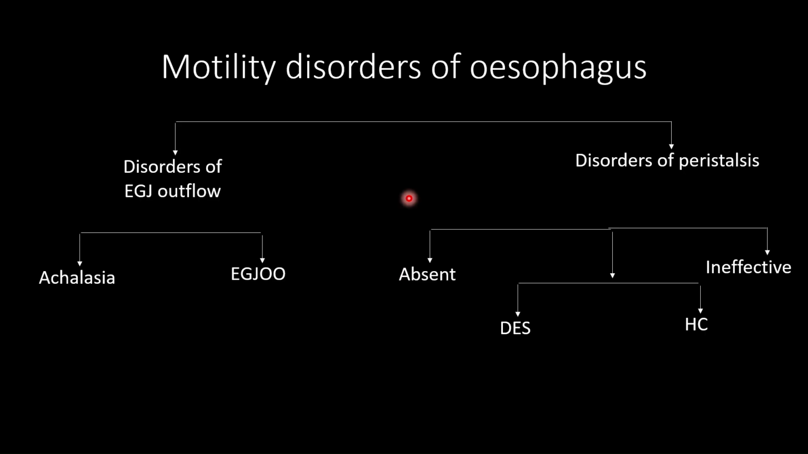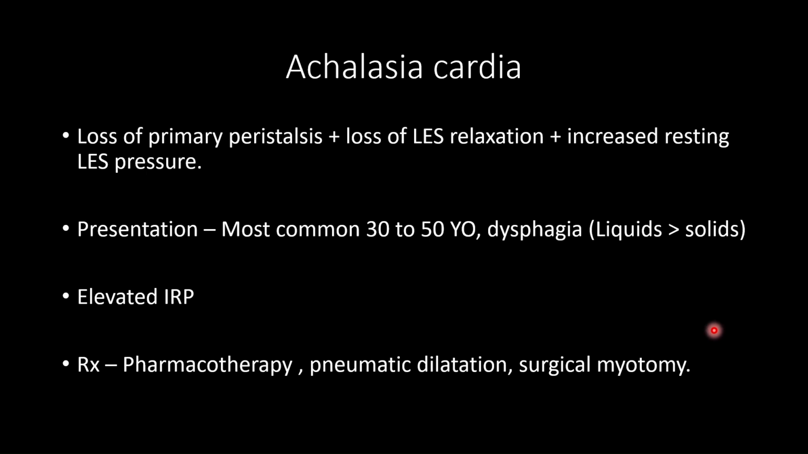So motility disorders of the esophagus can mainly be divided based on whether they are affecting the esophagogastric junction or not. So the disorders can be those affecting the esophagogastric outflow, and the others affecting peristalsis. Now, the disorders of EGJ outflow include achalasia and esophagogastric outflow obstruction. Disorders of peristalsis basically include peristalsis that can be absent or ineffective, or sometimes way too much, which is seen in diffuse esophageal spasm and hypercontractile esophagus.